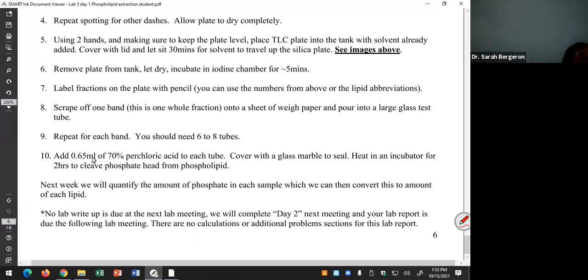All right, so now what we want to do is we want to be able to quantify the amount of phospholipid there. But we don't have a technique to measure lipids. But we do have a technique to measure phosphate, amount of phosphate. So what we're going to do in the very last step, right here in number 10, is we're going to use perchloric acid to basically chop off the phosphate group head, to remove the phosphate head from the phospholipid.